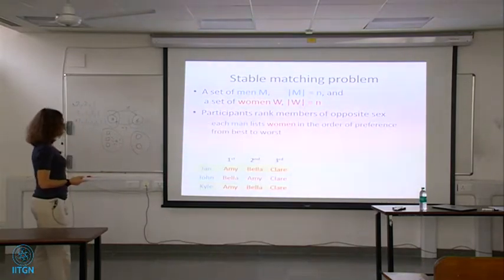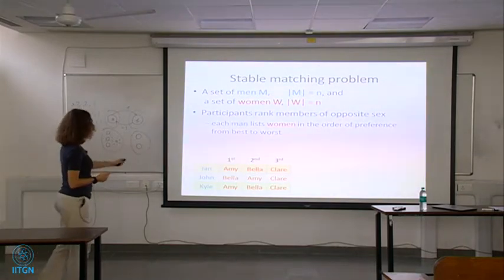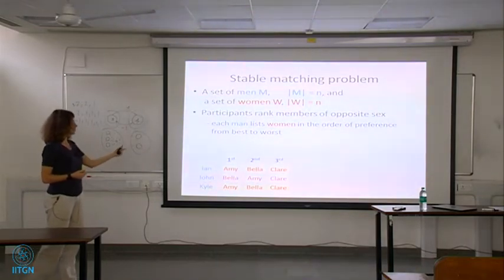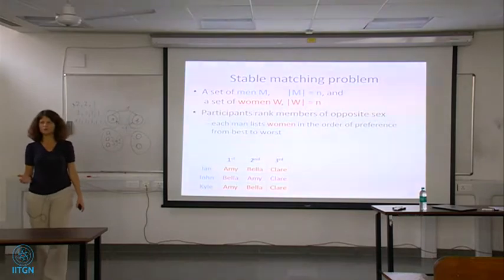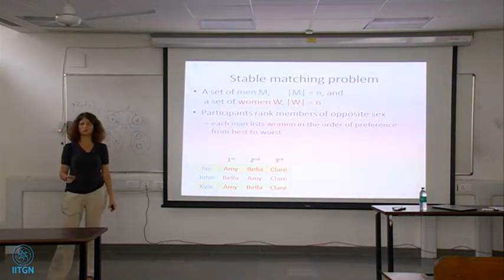Let's say that each man lists women in the order of preference from best to worst. Here we have three guys, I, J, K: Ian, John, and Kyle. Each of the guys ranks women in his order of preference. This order may be different from one guy to another, so we don't assume that there's one universal order of women. Guys have their individual preferences.